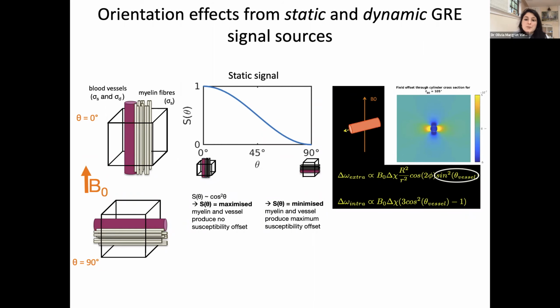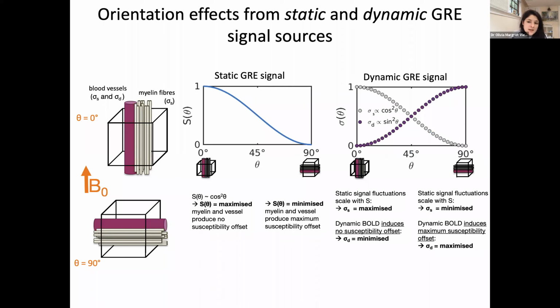But if the structures are perpendicular to the surrounding field offsets, the field offsets are perpendicular to the B0 field, the field offsets will be maximized and there will be maximum signal dephasing, and your gradient echo signal will be minimal. So this is the kind of static signal that we would expect in gradient echo. And that would also be what you would expect if you just run a BOLD EPI scan in the white matter and look at the mean signal of your voxel.